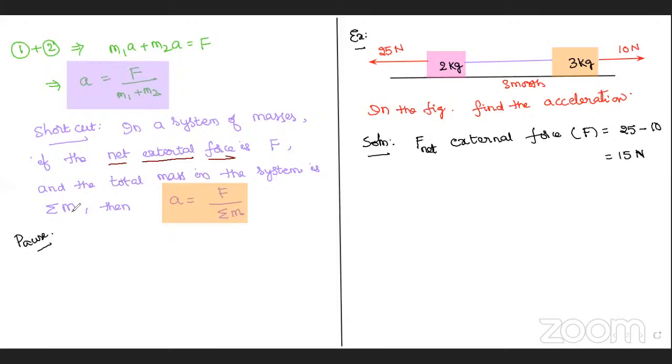Next, second part. Find out the total mass in the system, sigma m. Luckily in this system, I found only two masses. So m1 plus m2. That is 3 plus 2, 5 kg. Next step, straight away I write a is equal to, using my shortcut, F by sigma m. So here I write F is 15 by 5. That is equal to, simply I write a is equal to 3 meter per second square.